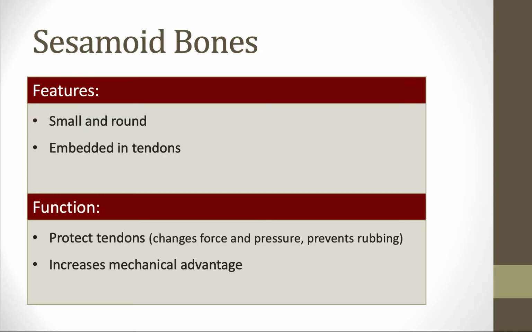Next, we have our sesamoid bones. Sesamoid bones are small and round, and they're embedded in tendons. Their location within tendons is very important because they're going to both protect the tendon and increase mechanical advantage. So they're going to make you able to do more work with less force input. When talking about protecting tendons, it changes the force and the pressure and also prevents rubbing.